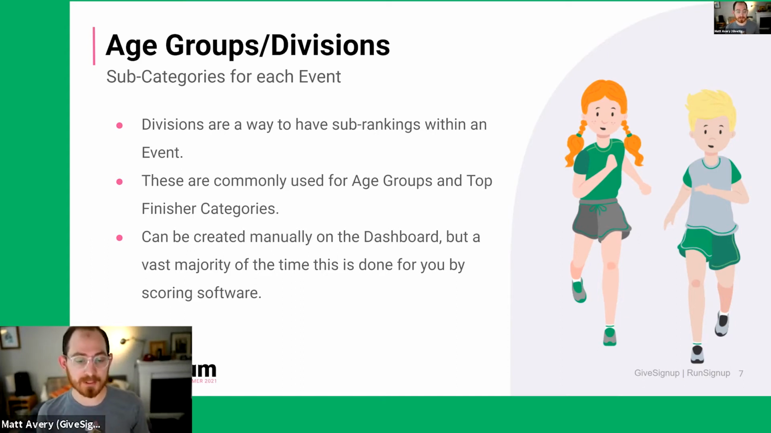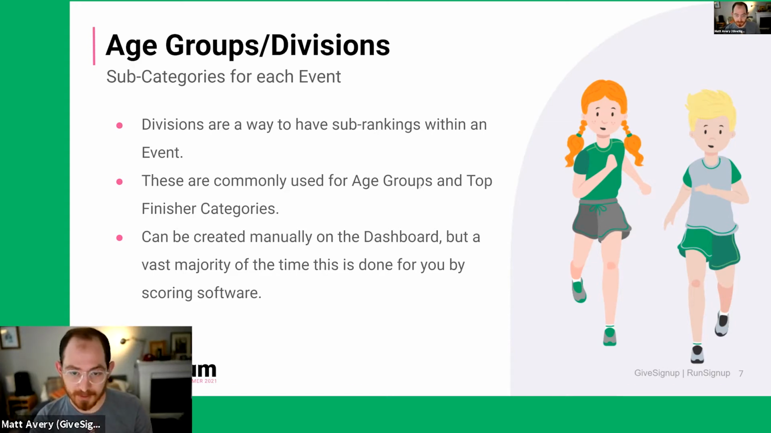But most of the time, this is done for you by scoring software. So maybe you use RunScore or RaceDay Scoring or Race Director or any of the others that integrate with RunSignup. You will be able to set up all those age bands there, and then when you publish your results, that platform sets it all up for you. So if you are using scoring software, you generally never have to think about divisions on RunSignup. It's something that is all done in the background for you.